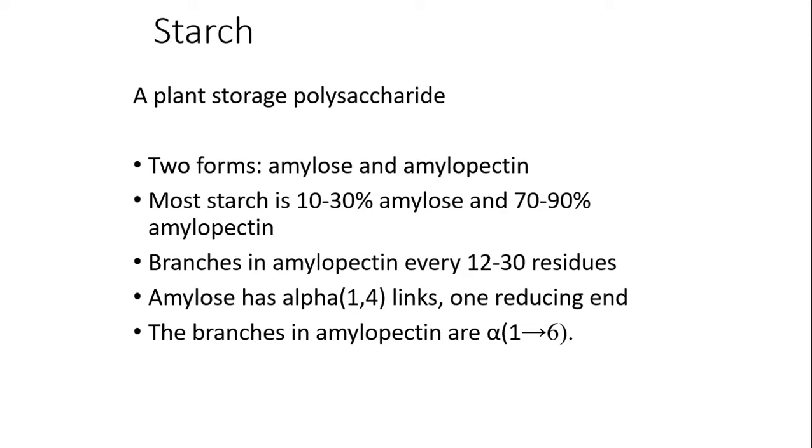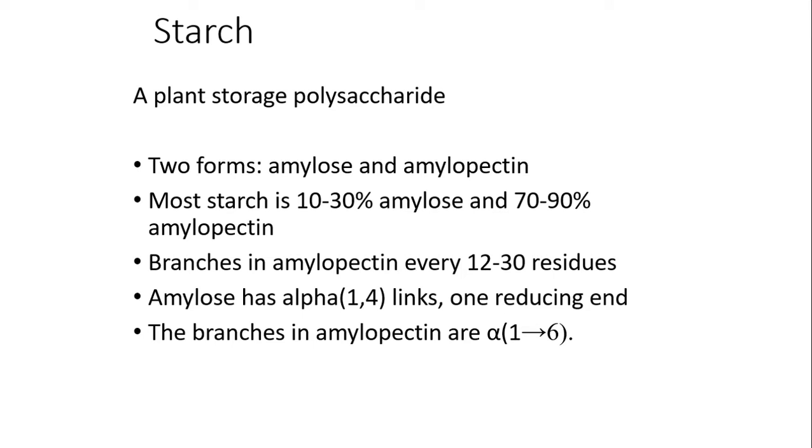So starches are basically polysaccharides used to store monosaccharide units. There are two forms, amylose and amylopectin. Another word for this is a glycan. Most starch in nature is 10 to 30% amylose and 70 to 90% amylopectin. There are branches in amylopectin, about every 12 to 30 residues, and this is important because we'll be comparing that to another polysaccharide that has branching, and that is glycogen.